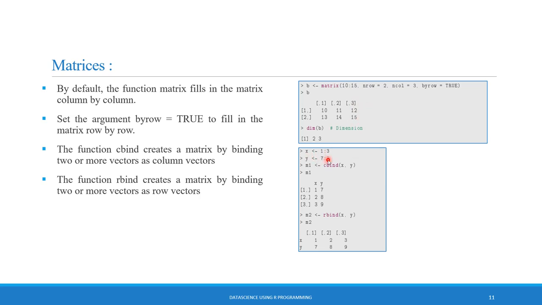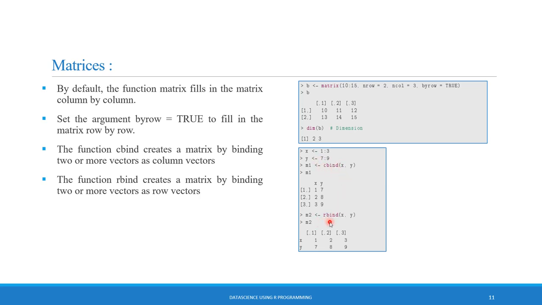Here we have two vectors named x and y. If you want to create a new matrix using these vectors x and y, and if you want to add the elements column by column, you can make use of the function cbind(). Also, if you want to add new data elements to an existing matrix in the form of columns, you can make use of this cbind() function.